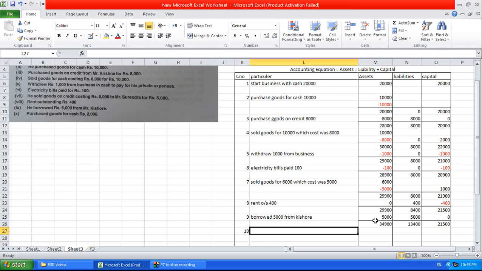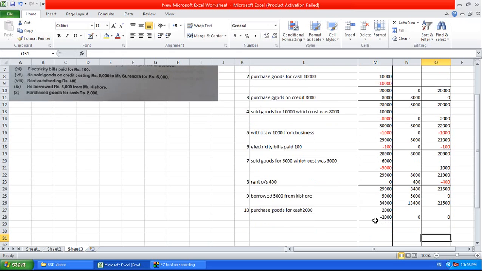Purchase goods for cash 2000. Purchase goods for cash. How much? 2000. If goods are purchased, goods will come plus 2000, but it is for cash, so minus 2000. Cash will go out of the company. Okay, definitely, and that won't affect any liability and capital also.